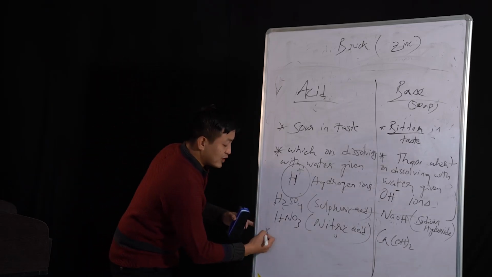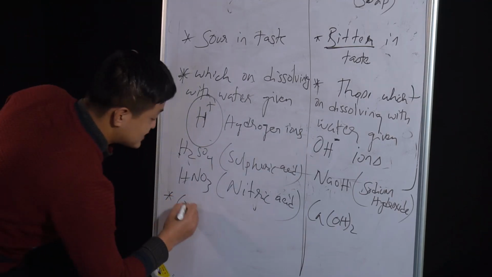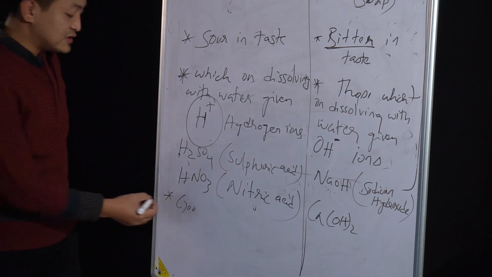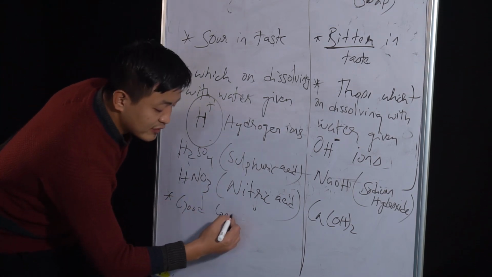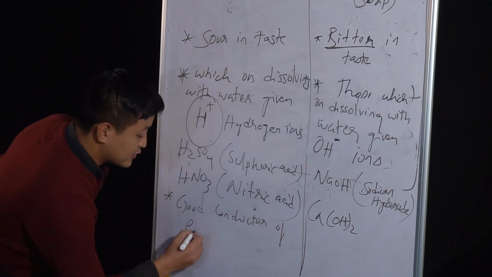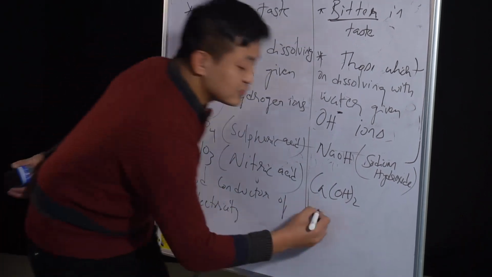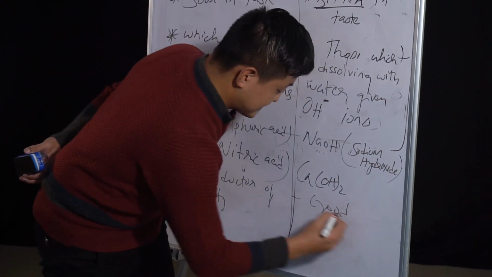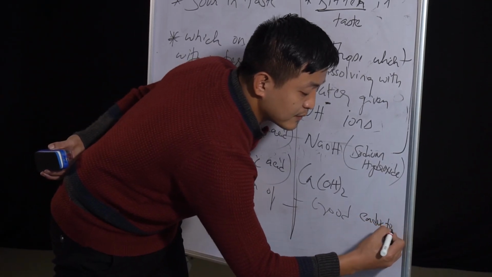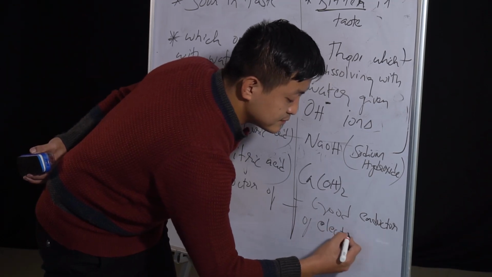So the next point you can write, they are good conductors of electricity. Since they have charge, since they have ions, they are good conductors of electricity. Even the base, they are good conductors of electricity. It's the same here, okay? Good conductor of electricity.